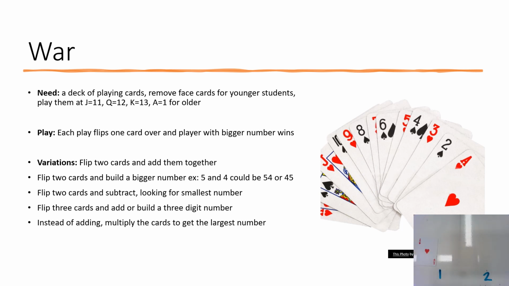You could play with subtraction, right? So I could say, okay, I have 7 minus 1 here. Here I have 7 minus 4. And again, you could do the lower number wins, or the higher number wins. It's really up to the variation you want to play.